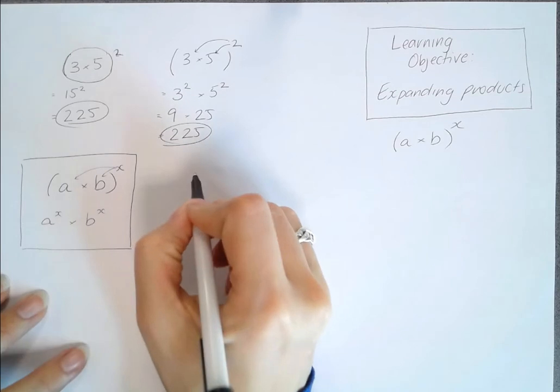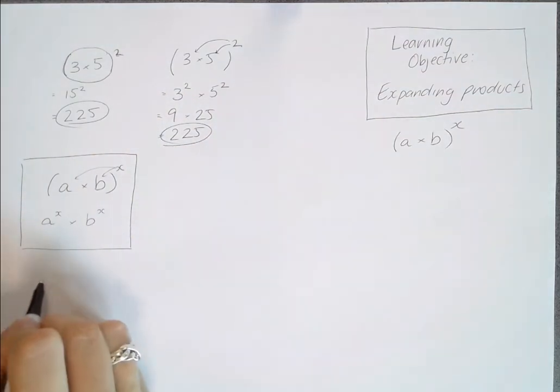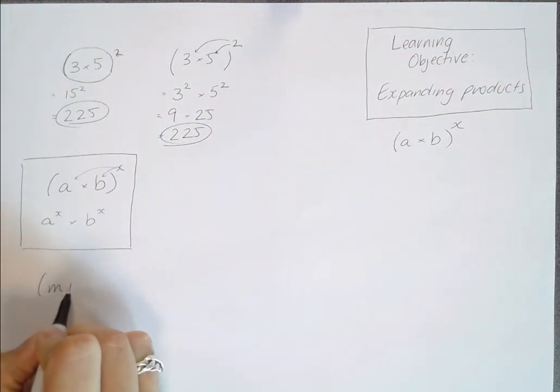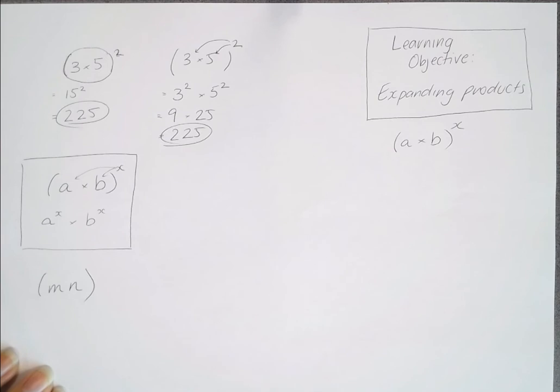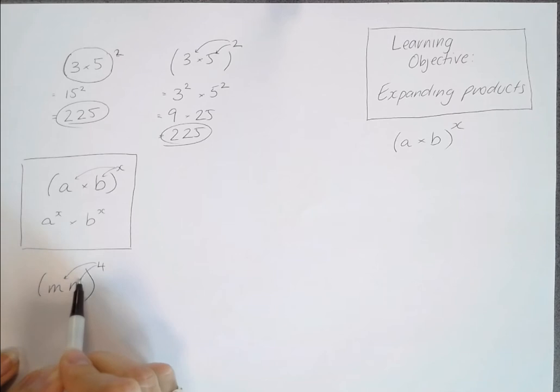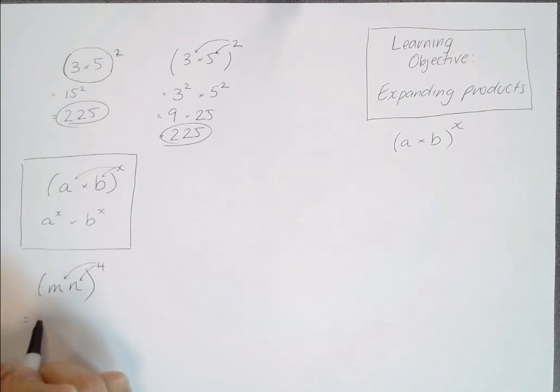Alright, let's give you this one here. We'll go with some letters this time, just nice, simple, easy ones. M and N, and that's all going to be to the power of 4. Now if we have to expand the brackets, we need to apply this power to everything in the brackets, which means we're going to be looking at m to the power of 4 times n to the power of 4.